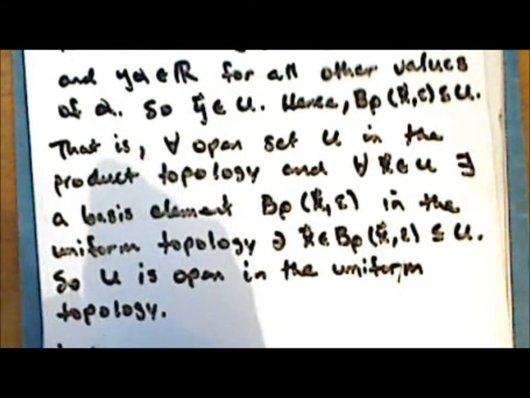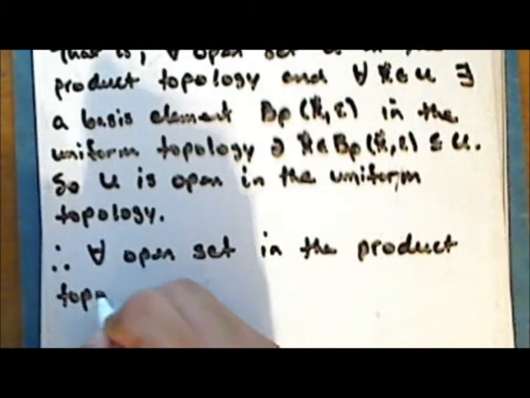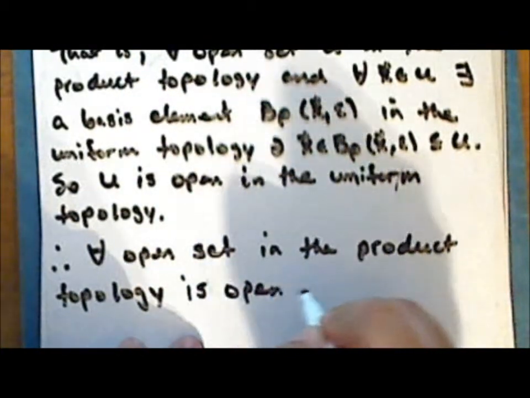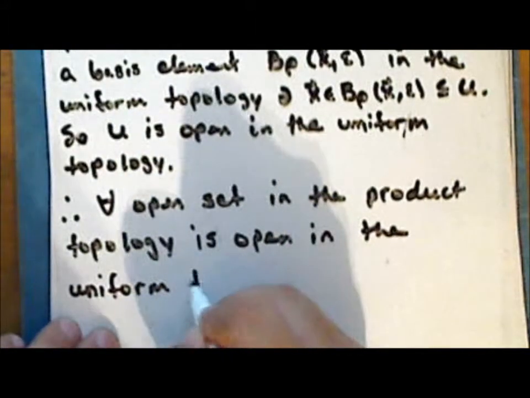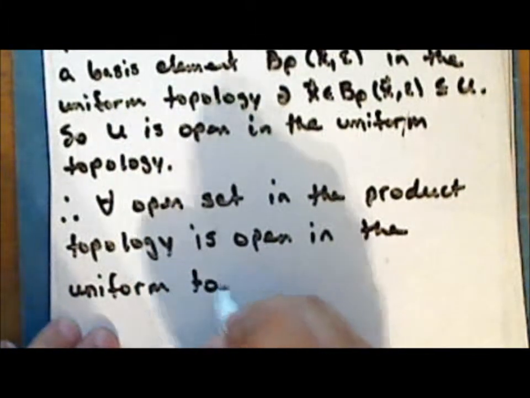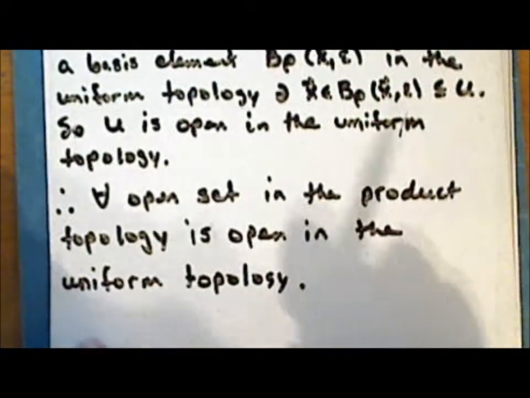So we have demonstrated that every open set in the product topology is open in the uniform topology. And so the uniform topology is finer than the product topology. All right?